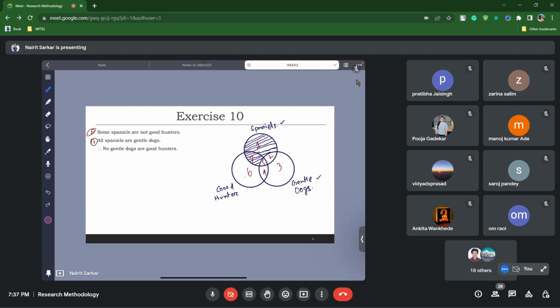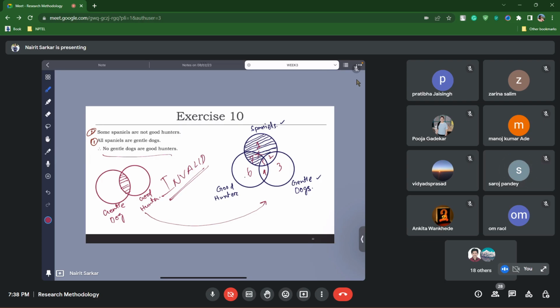But we cannot put x in the shaded region, so it is already invalid, because as you can see the conclusion itself, no gentle dog and good hunter, should be like this, okay? But it is now like this. So invalid. Is it okay with everyone?